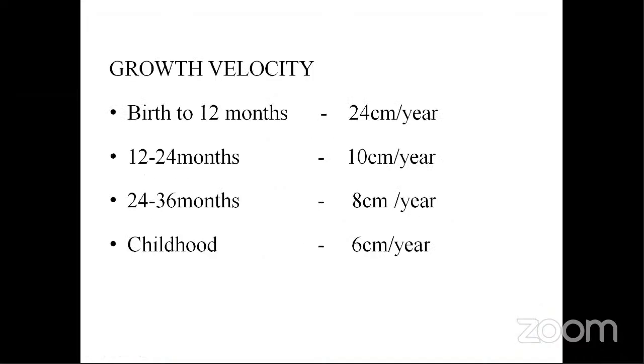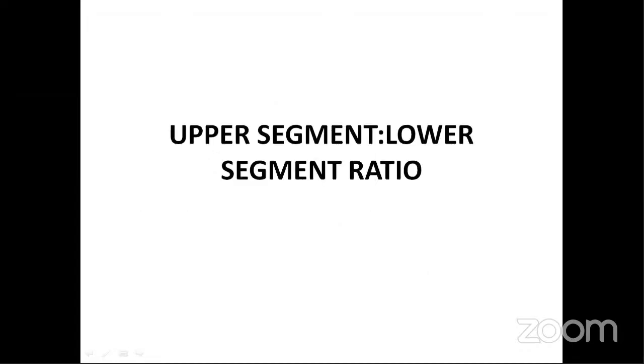Growth velocity is much more important. Velocity is the rate of increment during a particular period of time, so that is called growth velocity. From birth to 12 months, it is 24 centimeter per year. From 12 to 24 months, it is 10 centimeter per year. From 24 to 36 months, it is 8 centimeter per year. In childhood, it is 6 centimeter per year. This is the growth velocity, and this is also very important.